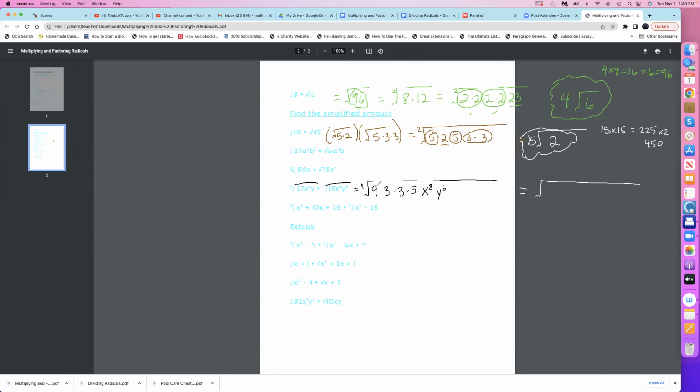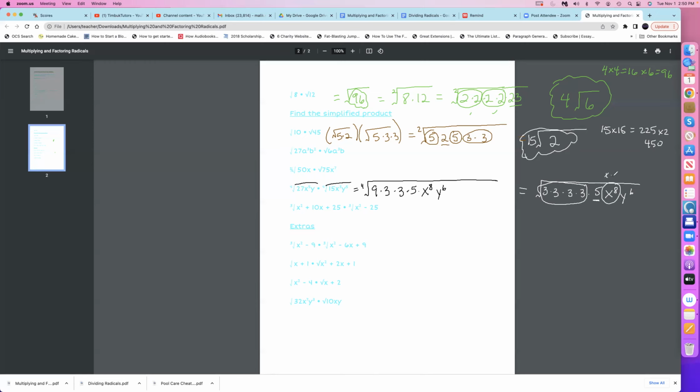Okay, so I'm going to write this again. Instead of 9, I'm going to write 3 times 3. Then I have those other 3's, and the 5, x to the 8, y to the 6. And I need groups of 4. So this is 4 3's here. 5 is left inside. This is 8 x's, so I have 2 groups of 4.